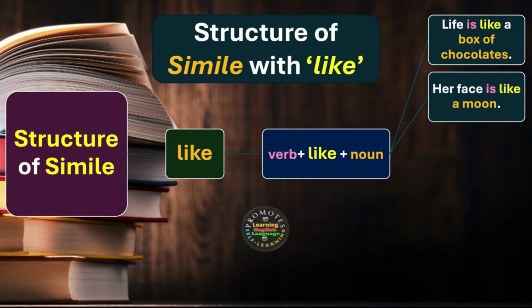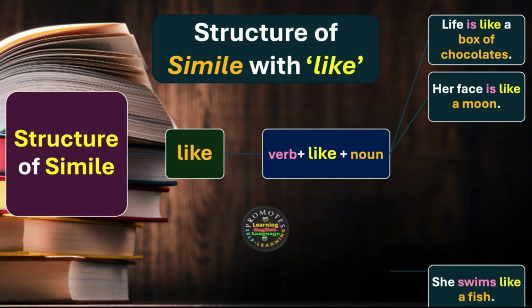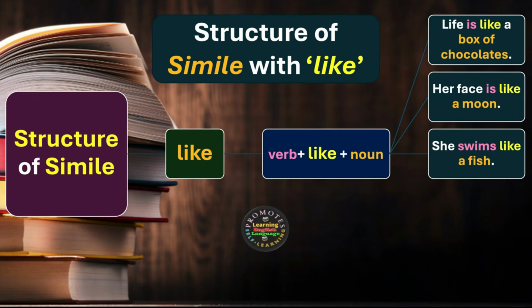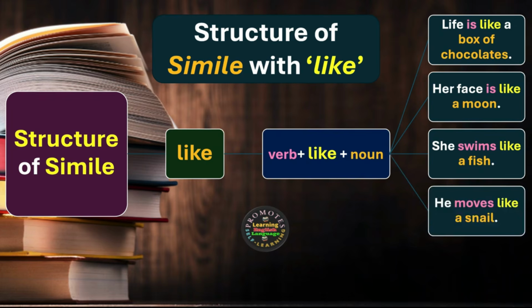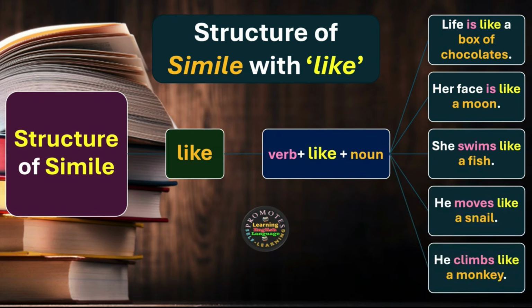We have another example. Her face is like a moon. So we have the verb is. After the verb we have the word like, and then we have the noun, a moon. Likewise, we have many other examples. She swims like a fish. He moves like a snail. He climbs like a monkey.